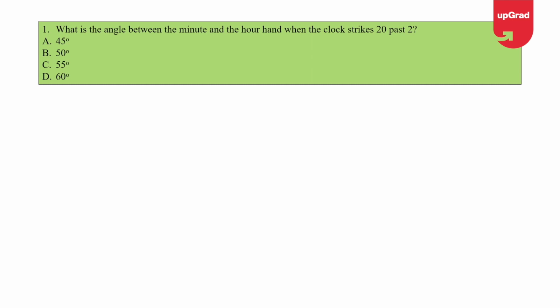So the first question that you can see on your screen is the most simple question that we may have. And that is, what is the angle between the minute and the hour hand when the clock strikes 20 past 2? Now, the first thing that we have to do here is understand what time they are talking about. So 20 past 2, I'm sure you would understand, is nothing but 2:20. So the question says, when the time is 2:20, what is the angle between the minute and the hour hand? So let's see, what do we do here? My time is 2:20, first thing.